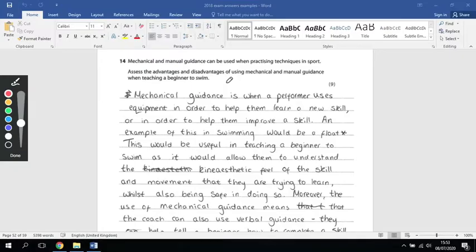They first, obviously, as you can see, discuss mechanical guidance. Straight away, a description and example of mechanical guidance begins the essay, which are AO1 and AO2 statements. If we look right down this side here, mechanical guidance is when the performer uses equipment. So there's a good definition there straight away, and it actually gives an example of what is used in swimming, because it talks about using a float.